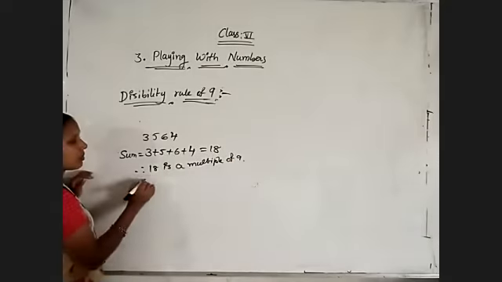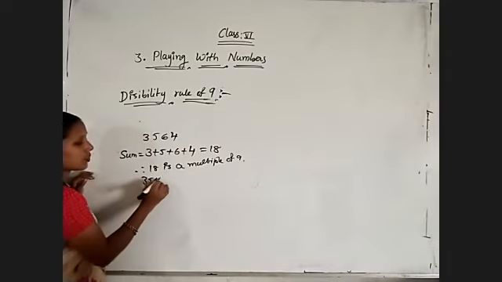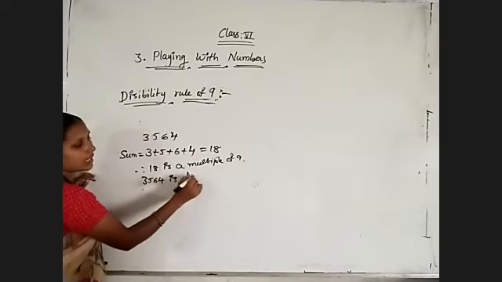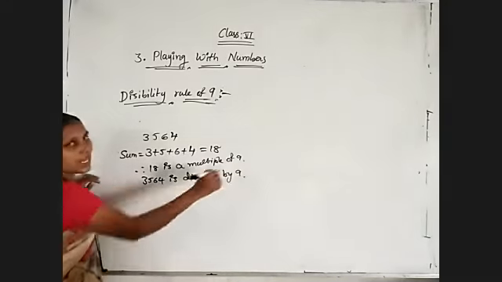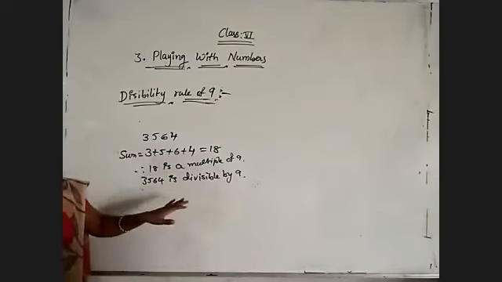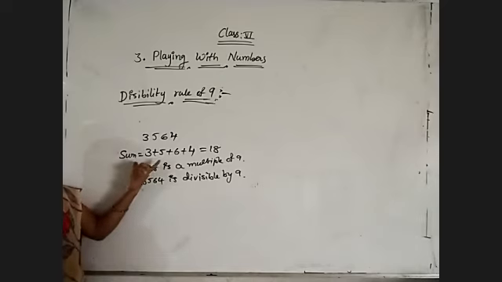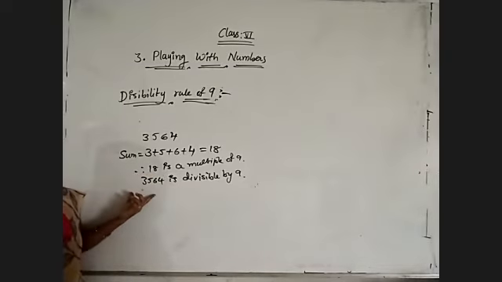So it is divisible by 9. So 3564 is divisible by 9. So what is the divisibility rule of 9? Same as 3 only. If the sum of the digits of the given number is a multiple of 9, then that number is divisible by 9.